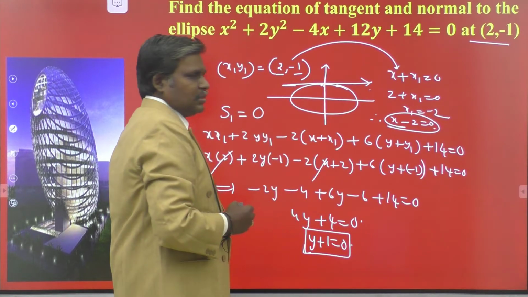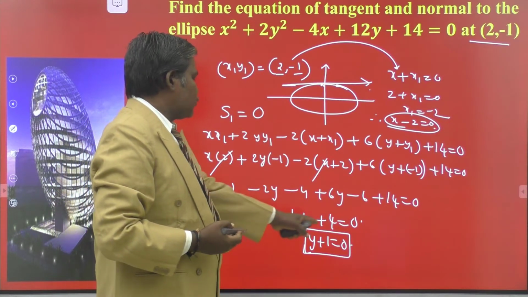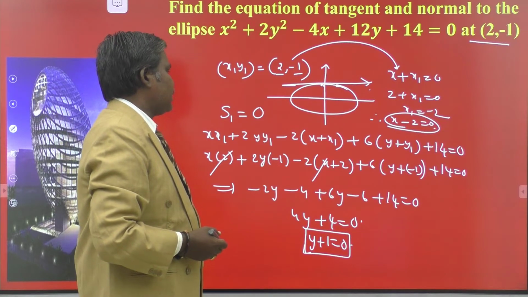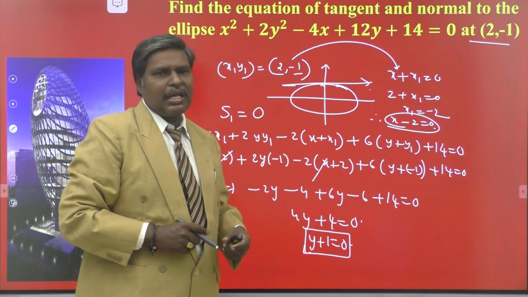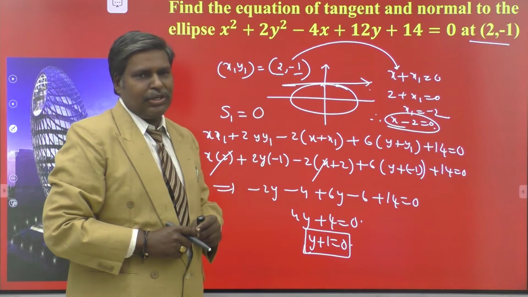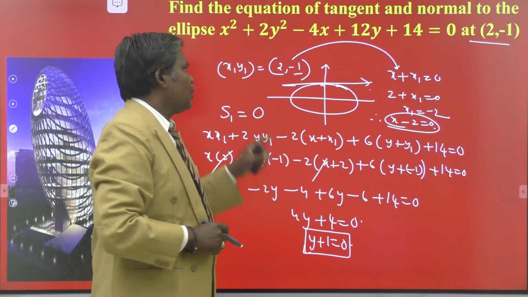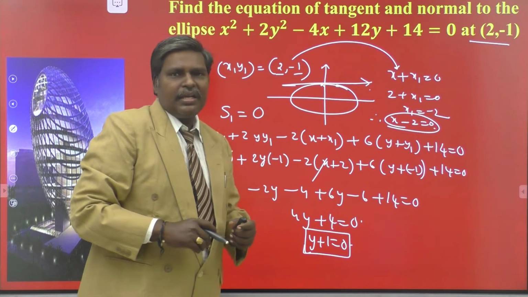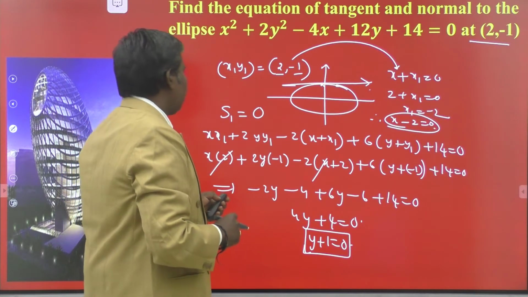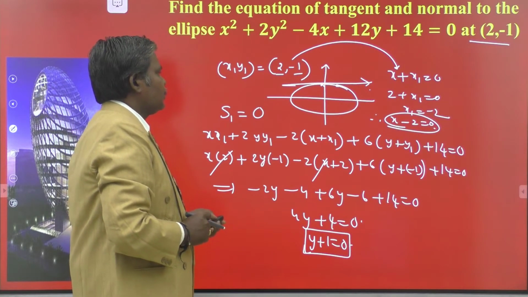This is your axis. So y plus 1 equal to 0 is the tangent equation and x minus 2 equal to 0 is the normal equation at the given point to your ellipse. Understand? No need to write in the standard form. S1 equal to 0 is the equation of tangent at the point x1 y1 to the ellipse. Next one.